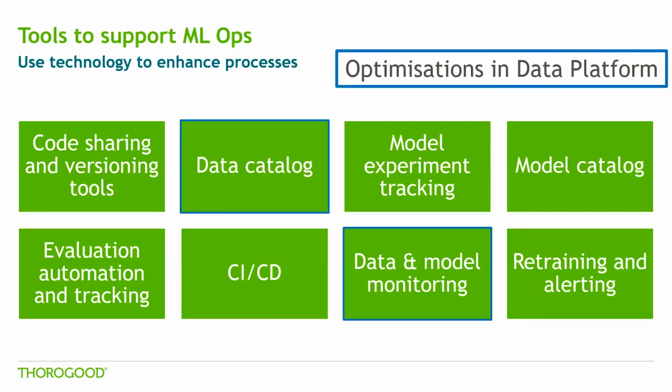Other components in this come as optimisations in the data platform. So thinking about the data catalog and how we share those data sets. Once we've done our work to get the data set in the format that we need for analysis, how do we share that and make sure that it's available for other users? That's something that we need to think about as part of our data platform. And monitoring the data as it changes coming in, again, that's something that we can build into our data load pipelines and run as part of our ETL processes or data load processes.